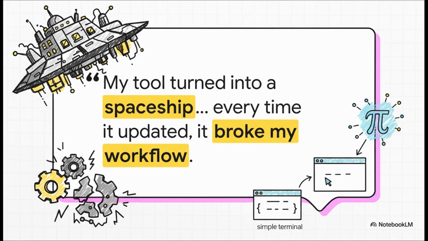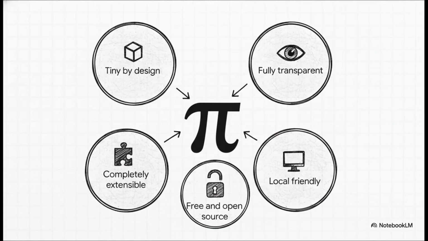Our tools have gotten way too bloated. He said his code editor felt like it had turned into a spaceship, filled with all these features he never used. And worse, every time it updated, it would mess up his workflow. He just wanted something simpler. And so that frustration led to this sort of manifesto for Pi. The whole idea is to fight that complexity. It's designed to be tiny, it's fully transparent, so you know what it's doing. You can extend it however you want, and best of all, it's local, it's free, and it's open source, which means you are in total control.